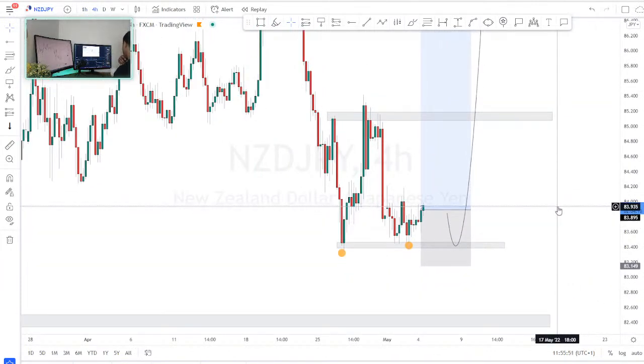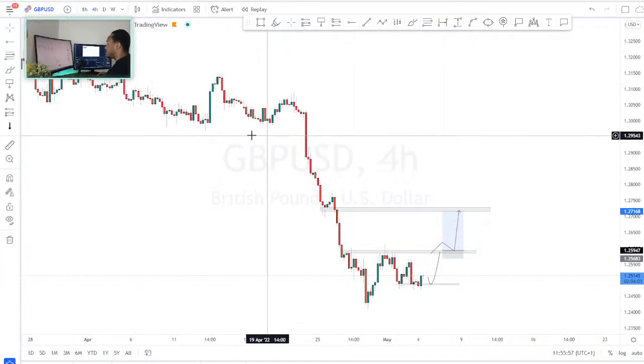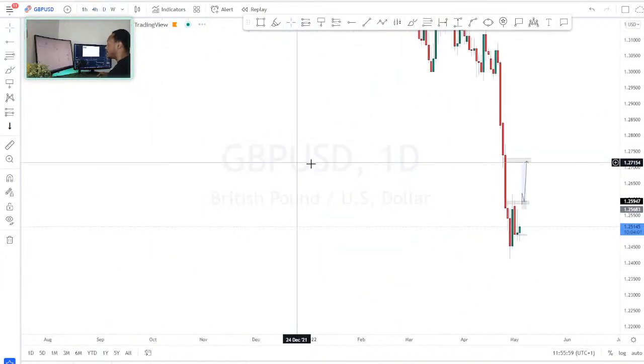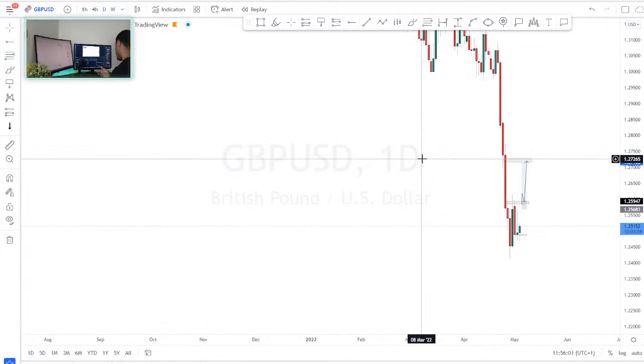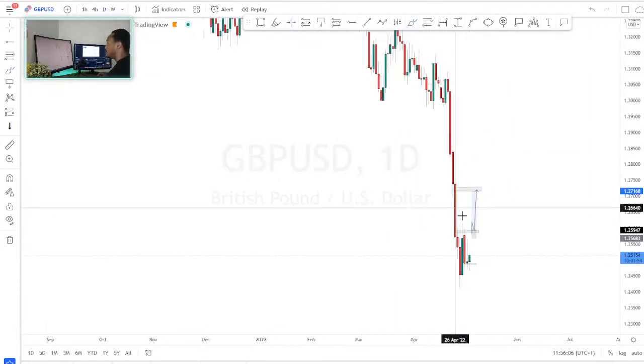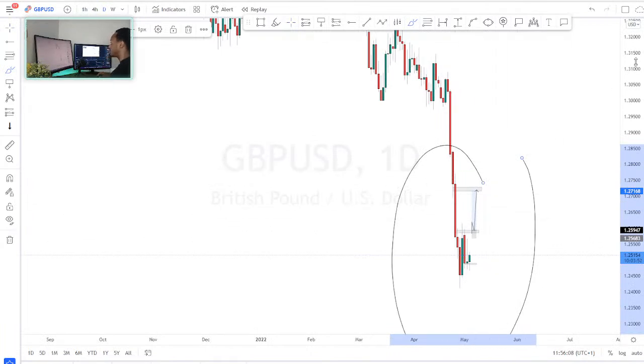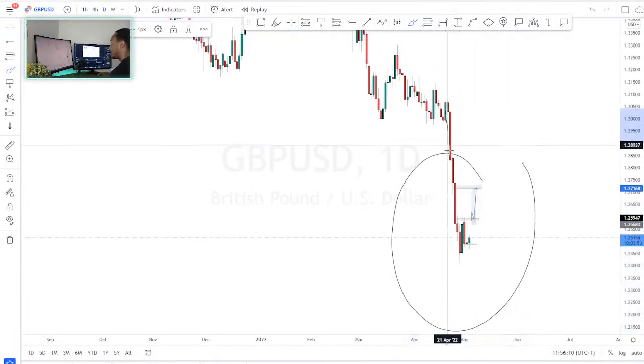What's your bias for the week for pound USD? Good question. Bias for the week is bullish. It's bullish, but it's bullish only if something happens, because I can't have a bullish bias after seeing a move like this. It doesn't make sense to have a bullish bias after all that momentum.